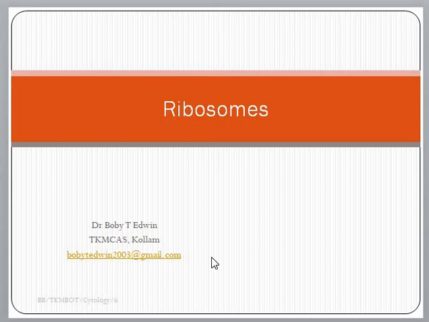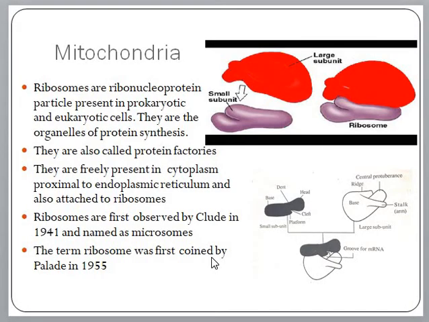In this session, let us discuss ribosomes. Ribosomes are ribonucleoprotein particles present in prokaryotic and eukaryotic cells. These are organelles which do protein synthesis, and they are present in both prokaryotes and eukaryotes. They are also called protein factories. They are found freely in the cytoplasm as well as attached to the endoplasmic reticulum. When ribosomes are attached to the endoplasmic reticulum, it is called rough endoplasmic reticulum.